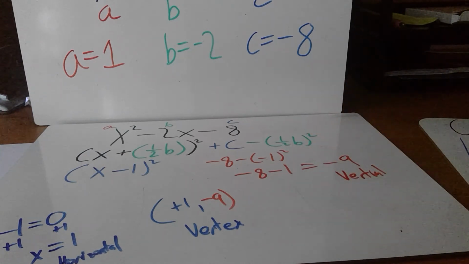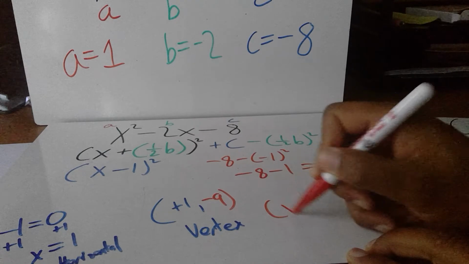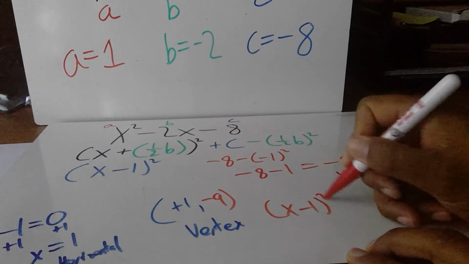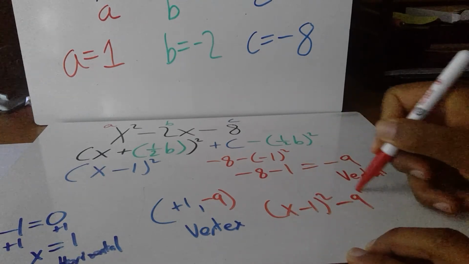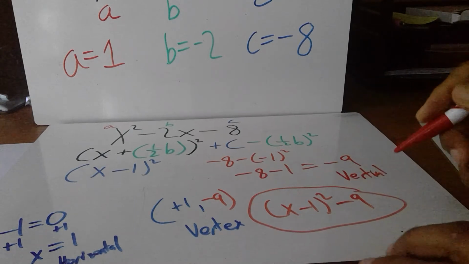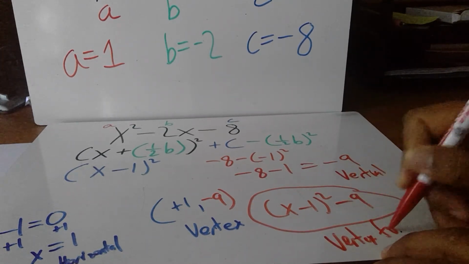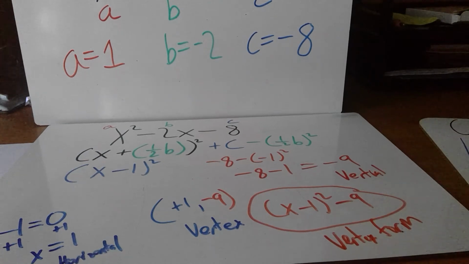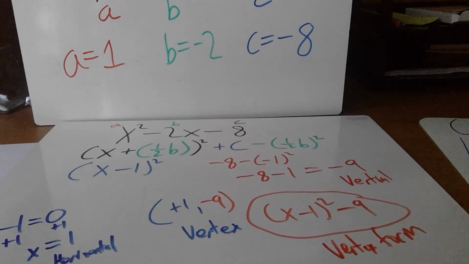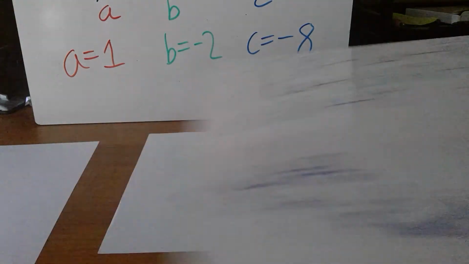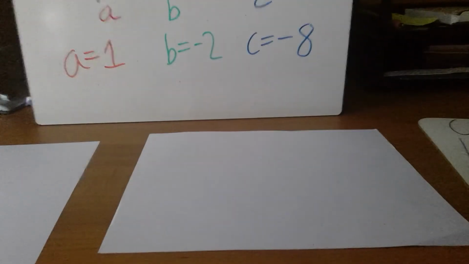So if I have vertex form, I have x minus 1 squared minus 9. That would be vertex form. Now, I'm going to prove it by graphing.